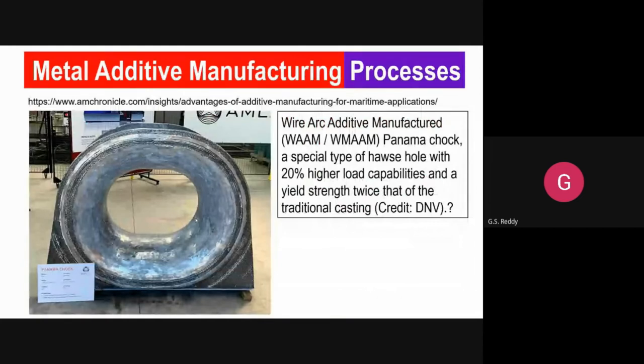This is one of the big wire arc additive manufactured products. I just got it from the website. It's shown here. This fellow is claiming 20% higher yield strength, twice that of traditional casting. So it's a very good accomplishment.